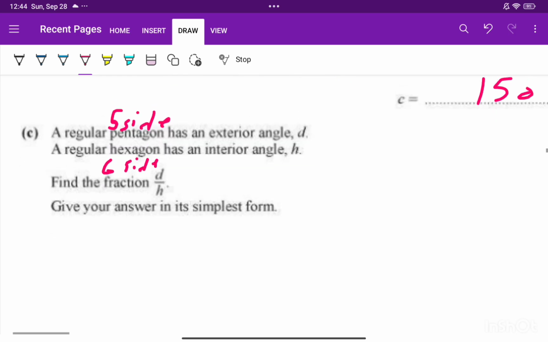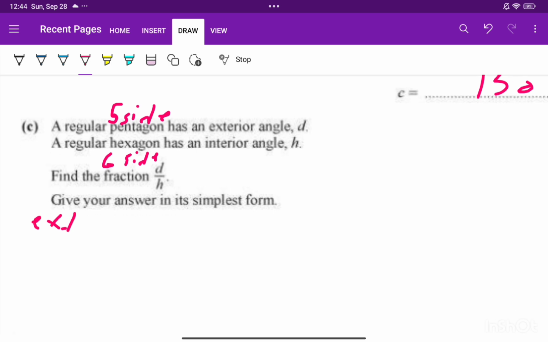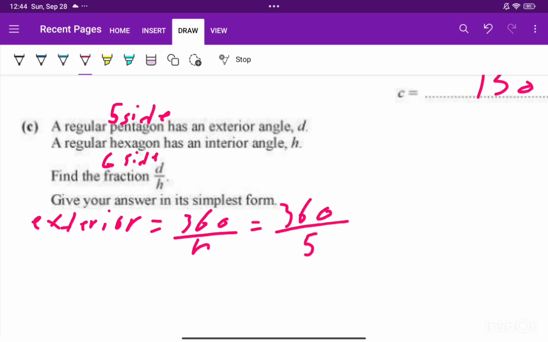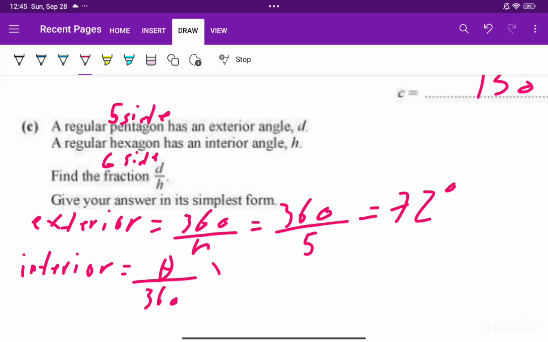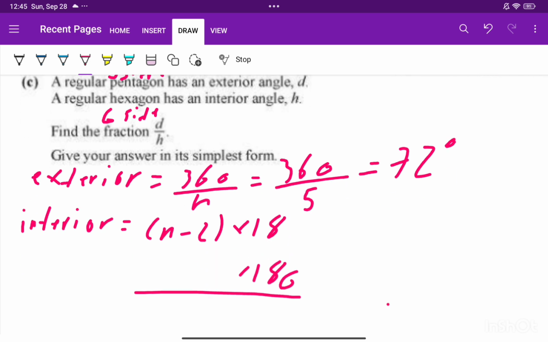Okay, so the exterior angle formula is 360 upon n, where n is the number of sides. So 360 divided by 5 will give us the answer 72. So the interior angle formula for the hexagon is n minus 2 multiplied by 180. So this is the formula of the interior angle.